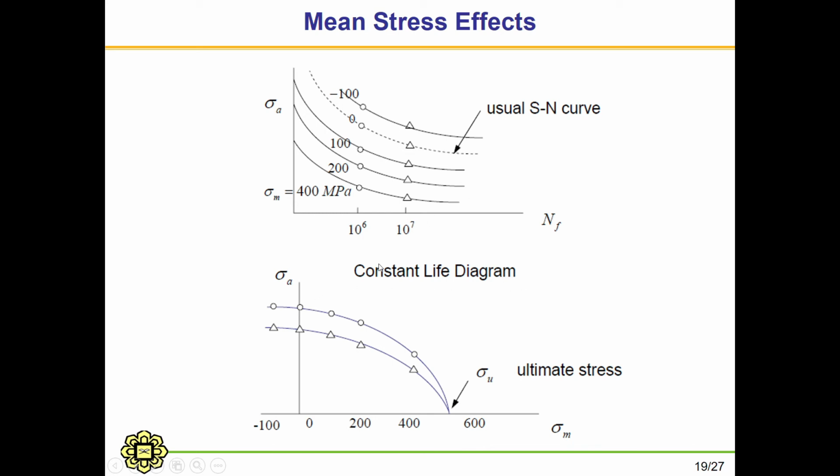This is the constant life diagram where, based on this value sigma A, we can plot for the same material, and then it reaches sigma U as the ultimate stress, where it crosses the x-axis, where on the x-axis we plot the sigma M that we obtained from the previous graph.